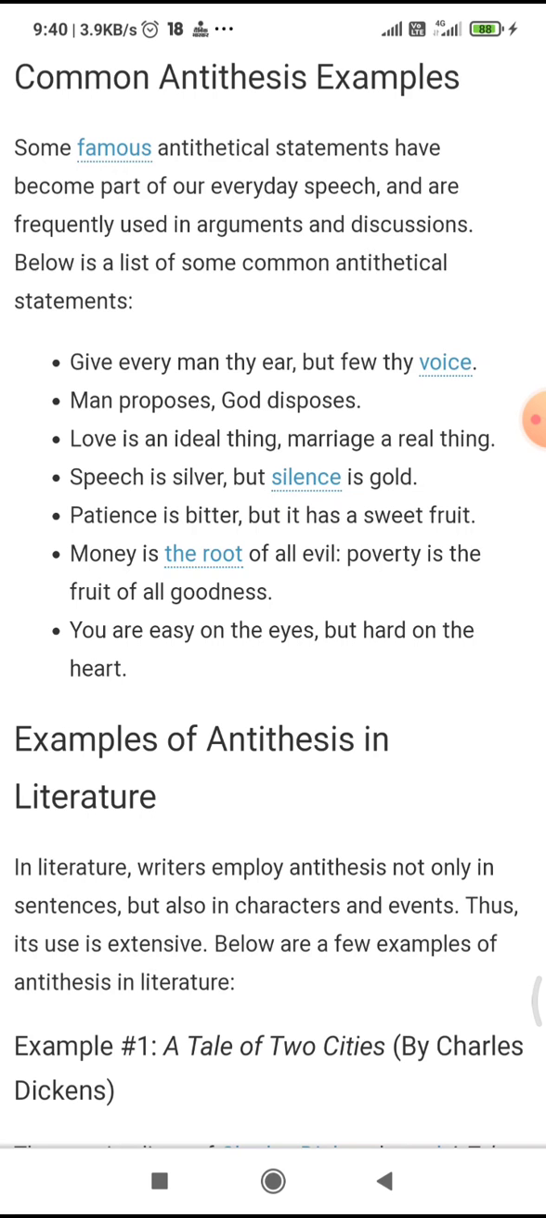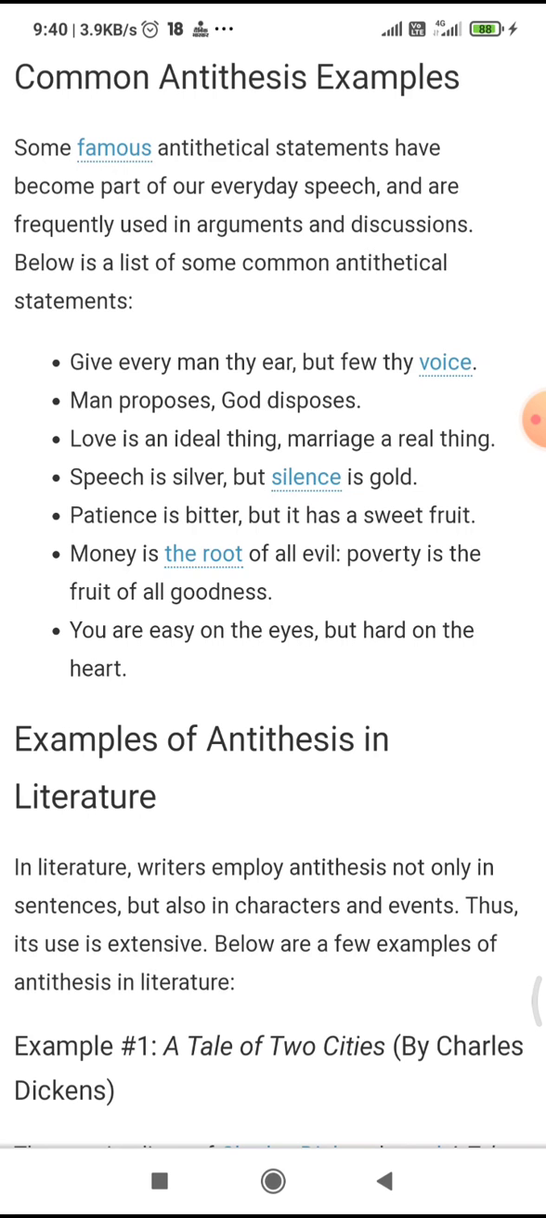Let's see the first one. Give every man thy ear, but few thy voice. What does it mean? It means that you should listen to every man, to every statement, but you should give your consent only to the one which you think is the right one.